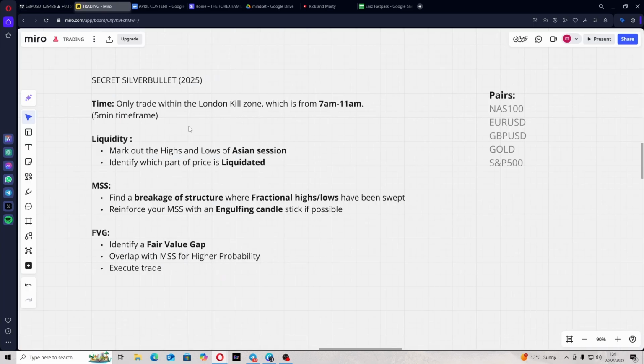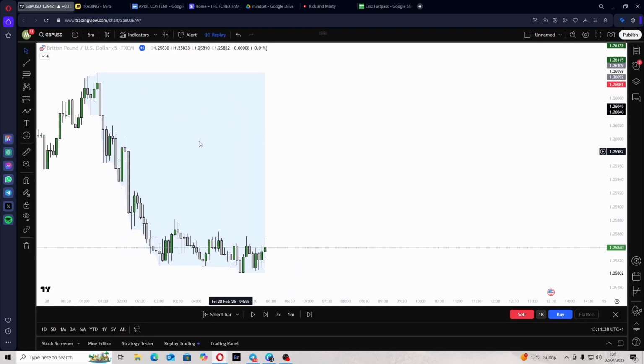So we have a whole checklist right here. We only trade within a London kill zone, which is from 7 a.m. until 11 a.m. on a 5-minute time frame, okay? You need to mark out the highs and mark out the lows of Asian session. We need to identify which part of price actually gets liquidated first. Let me show you exactly what this means. So this blue highlighted area is all Asian session.